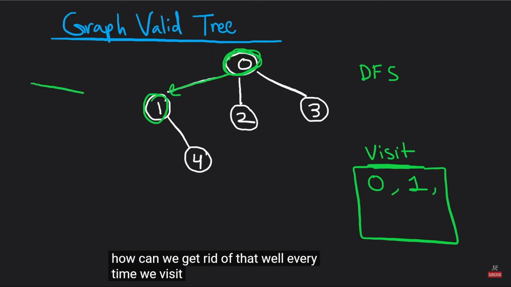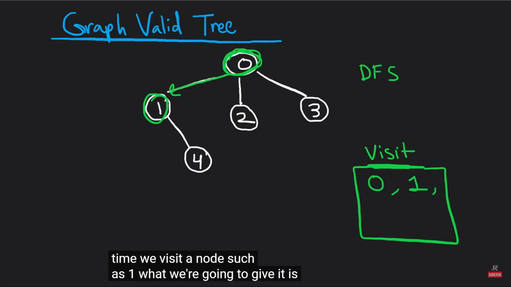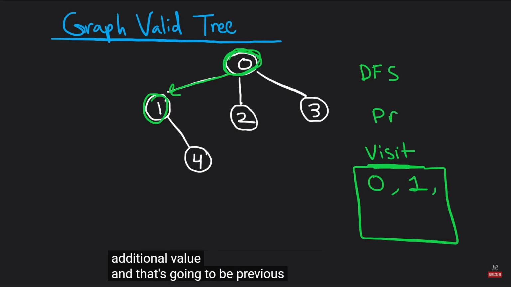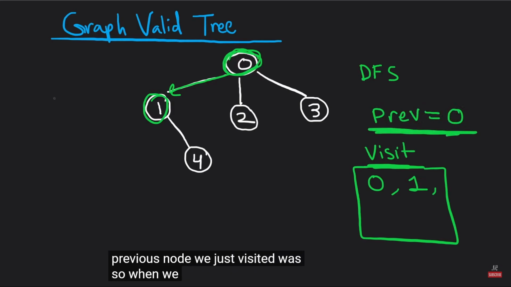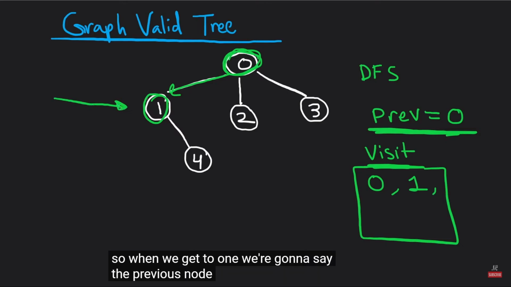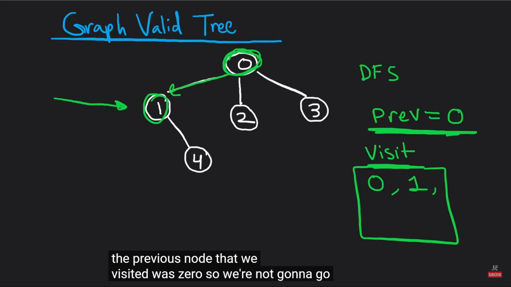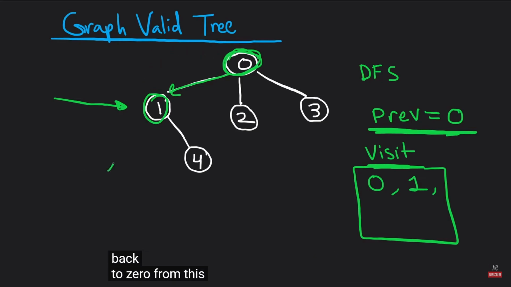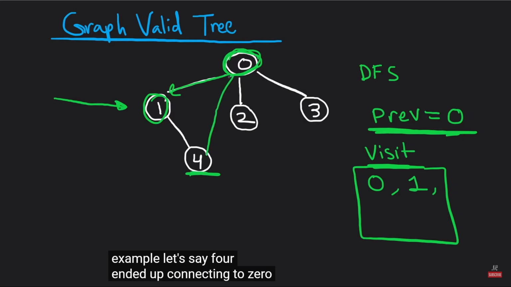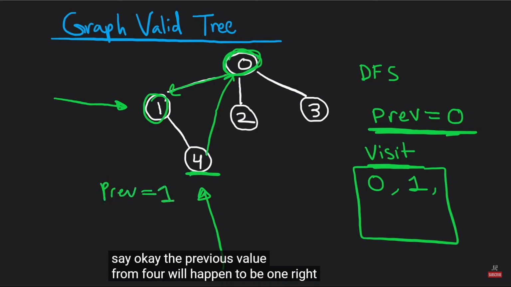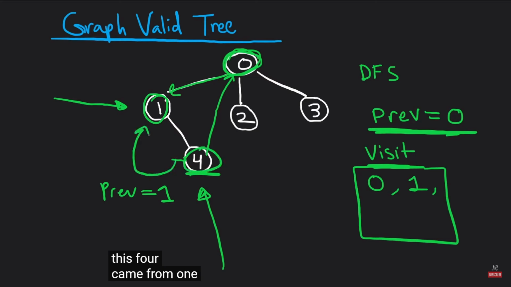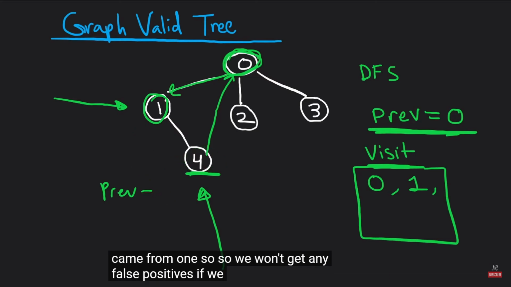Well, every time we visit a node such as 1, what we're going to give it is one additional value, and that's going to be previous. Previous is going to be what the previous node we just visited was. So when we get to 1, we're going to say the previous node that we visited was 0, so we're not going to go back to 0 from this position. If there happened to be another way back to 0, for example, let's say 4 ended up connecting to 0, then we would detect a loop, right? But if we ever got to 4, we would say, okay, the previous value from 4 happened to be 1, right? So this 4 came from 1. So we won't get any false positives if we do it like this.